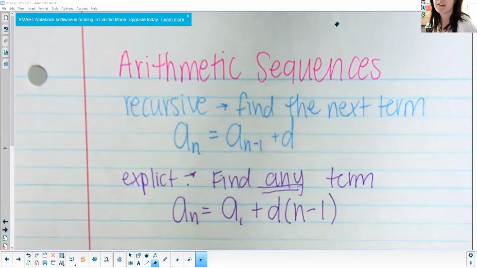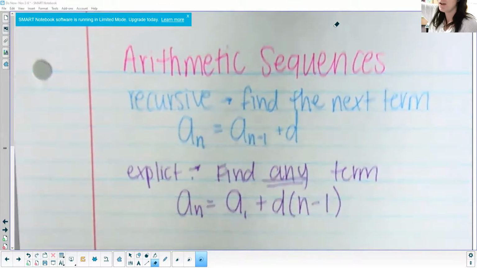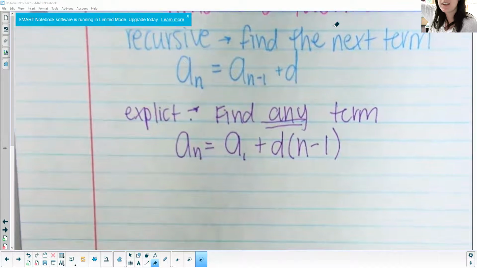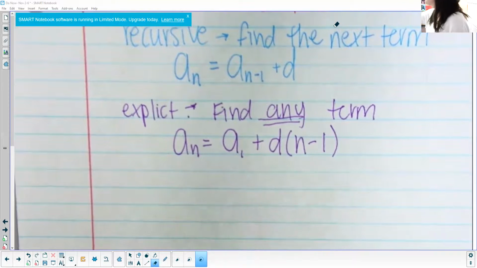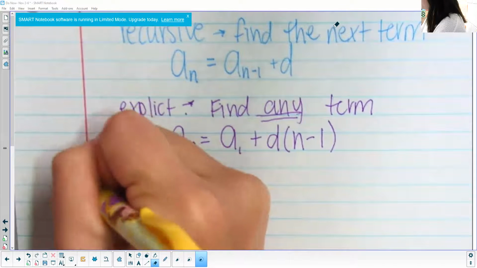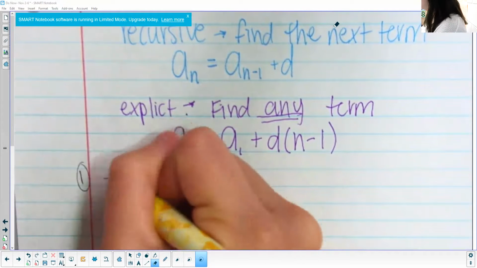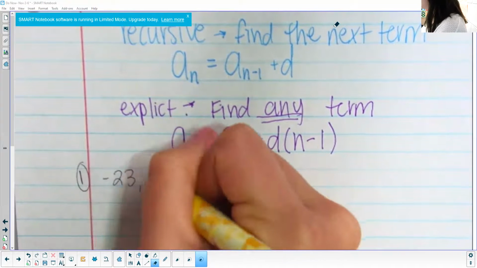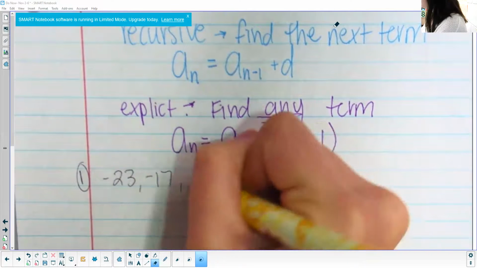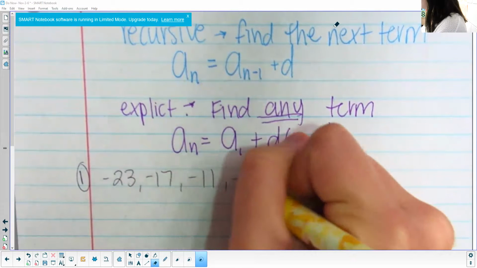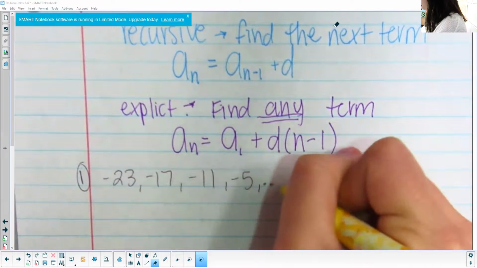All right, so those are the 2 different types of formulas that we're going to talk about. We're going to find both recursive and explicit formula for each of our examples. So here's our first example. Example number 1. Negative 23, negative 17, negative 11, negative 5, and we could keep going.